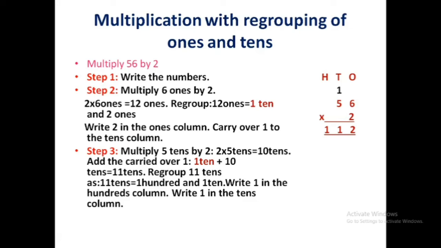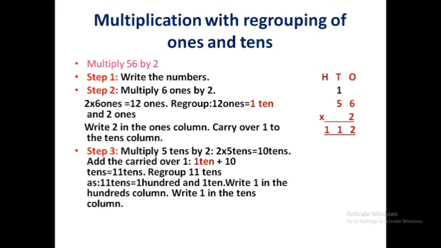Multiplication with regrouping of ones and tens. Multiply 56 by 2. Write the numbers 56 into 2. Always begin from the ones column. Multiply 6 ones by 2. 2 into 6 ones is equal to 12 ones. Regroup 12 ones as 1 ten and 2 ones. Write 2 in the ones column. Carry over 1 to the tens column.